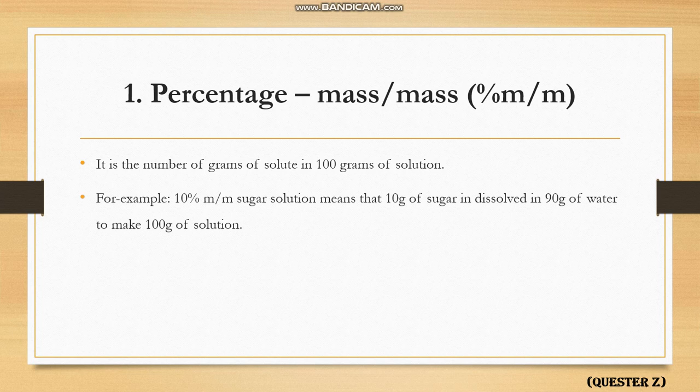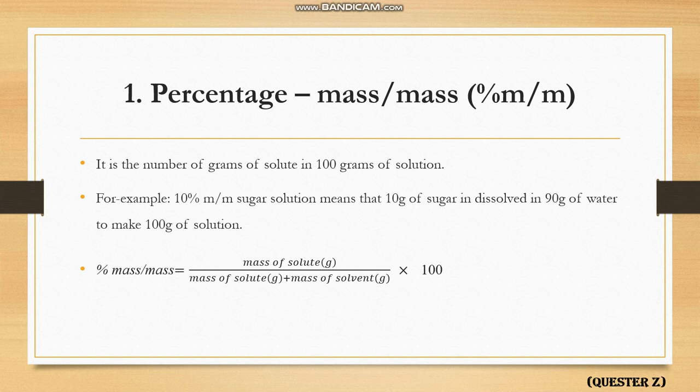For example, 10 percent mass by mass of sugar solution means that 10 grams of sugar is dissolved in 90 grams of water to make 100 grams of solution. It means if we have a 100 gram sugar solution, then it contains 10 grams of sugar and 90 grams of water. Then add these two values, 10 and 90, and it makes the 100 grams of solution.